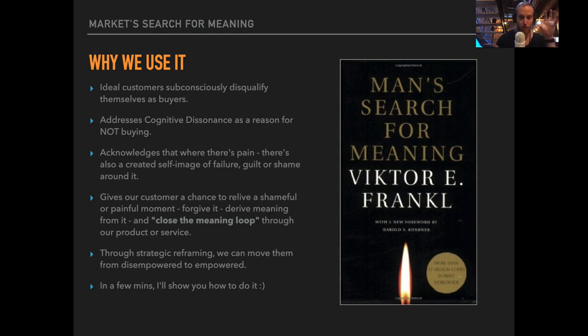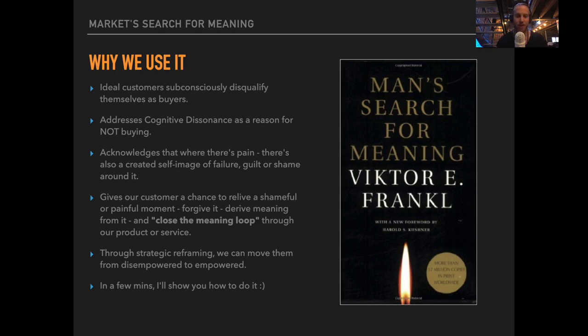So they're going to be able to reframe that as maybe a positive event in their life instead of a negative one, which is going to give us a chance to then close the meaning loop through our product or service. So when we talk about opening a meaning loop, it's saying there was additional meaning to this moment that you didn't see before, and we can continue down that path through our product and close the meaning loop that way. So we're going to see how that plays out in a second.